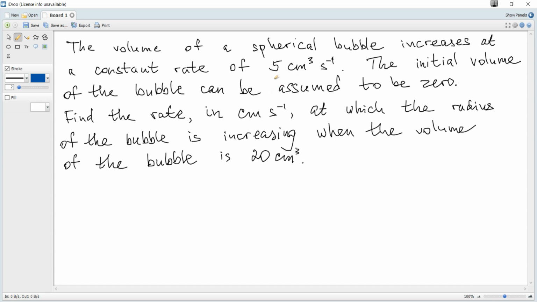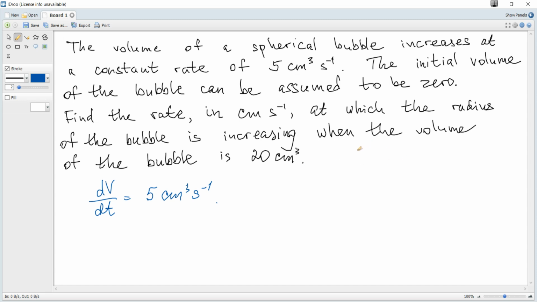So it is given that volume increases at a constant rate, so we can say that it's dV over dt, and it increases, so it's positive, 5 centimeters cubed per second.